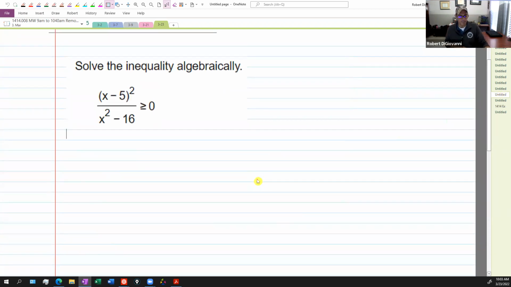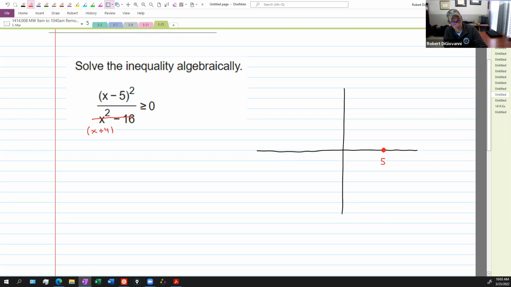All right. I'm going to work this one quickly. If I set the top equal to 0, I get 5. So I know 5 is an x-intercept. If I set the bottom to 0, I've got to look at that as a difference of squares, x plus 4, x minus 4. I actually have 2 vertical asymptotes, one at +4, one at -4.